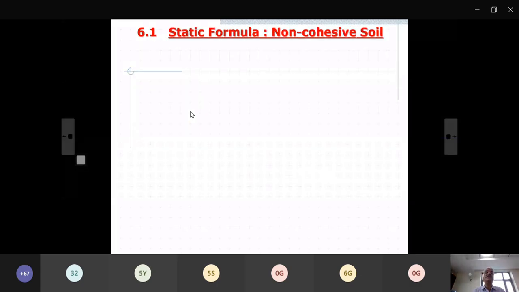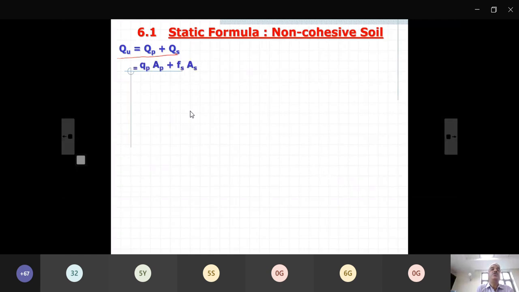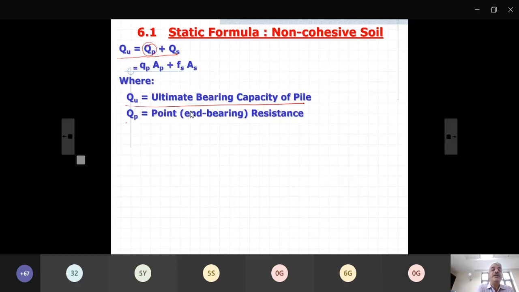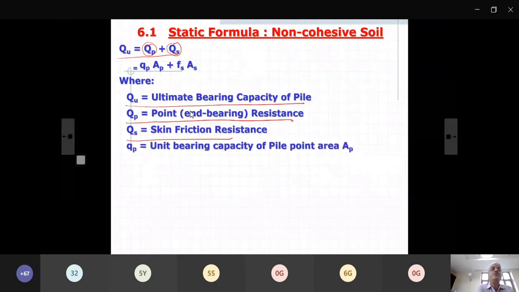So what is the static formula which we use for non-cohesive soil, or Hiley's formula? It says QU, the capacity of pile, should be QP plus QS. And what are the various terms I will tell you. QP is your end bearing resistance. So QU is ultimate bearing capacity of the pile. QP is point or end bearing resistance, and QS is resistance due to skin friction. Very simple.